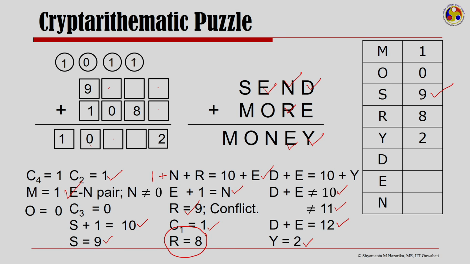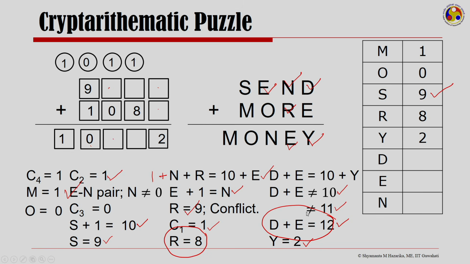So now all I have is to find out the values for D, E and N. Now it is interesting to note that I know E plus 1 is N, and from here I know that D plus E is 12.